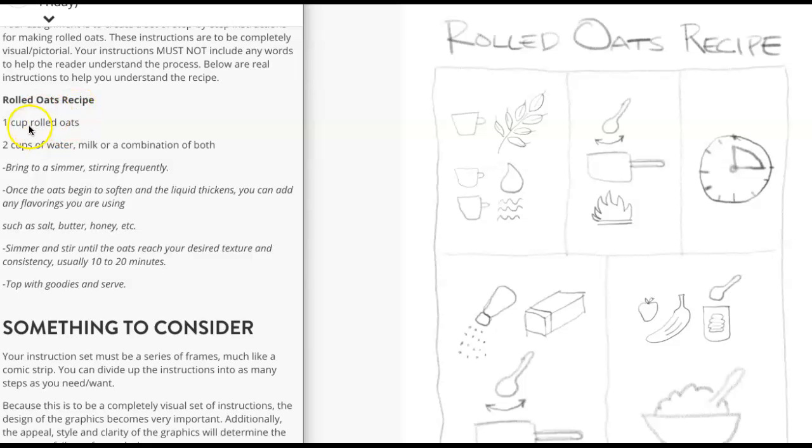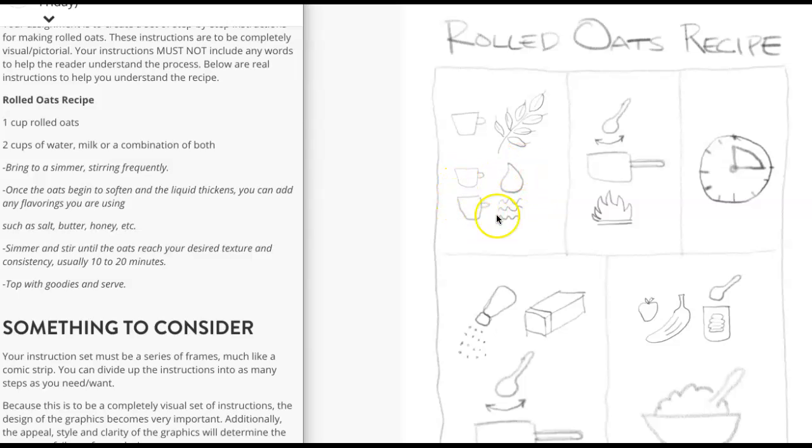So, okay, let's start it out with a cup of rolled oats, right? Got a cup of rolled oats right there, and then 2 cups of water, milk, or a combination of both. So right now, this is saying we need to depict this. So we have 2 cups, right? It's going to be either 2 cups of water or 2 cups of milk or a combination of both. So we're going to add 2 cups. You've got 2 cups, but this is saying a cup of water and or a cup of other liquid.